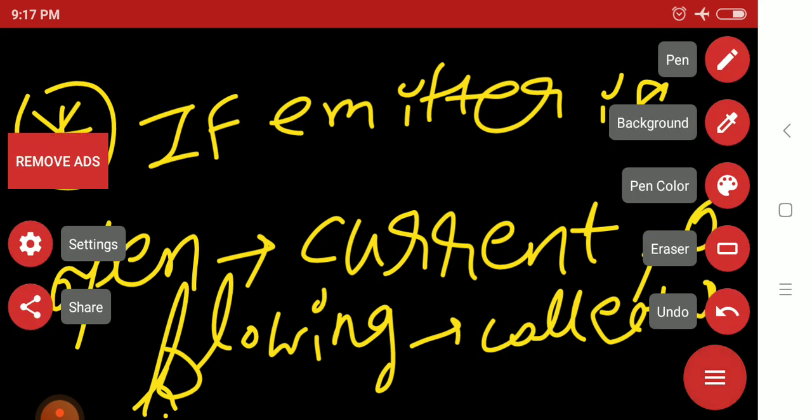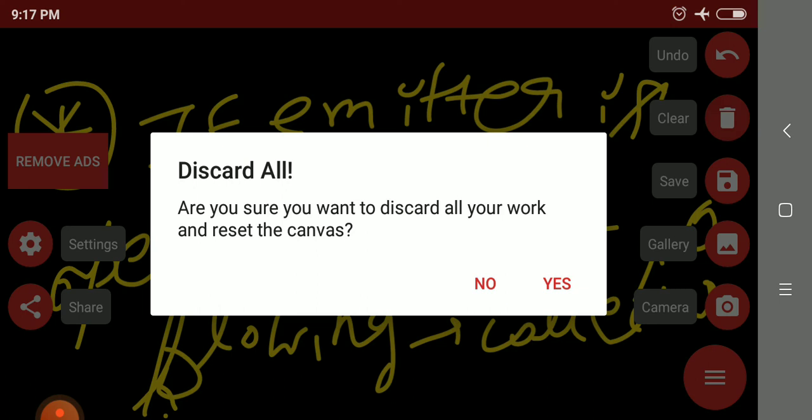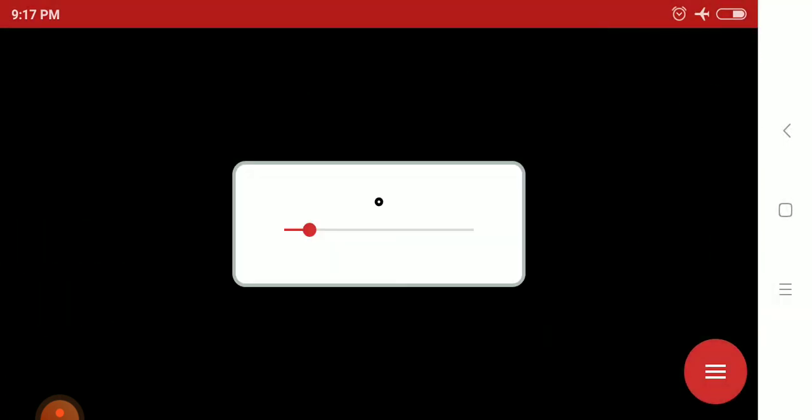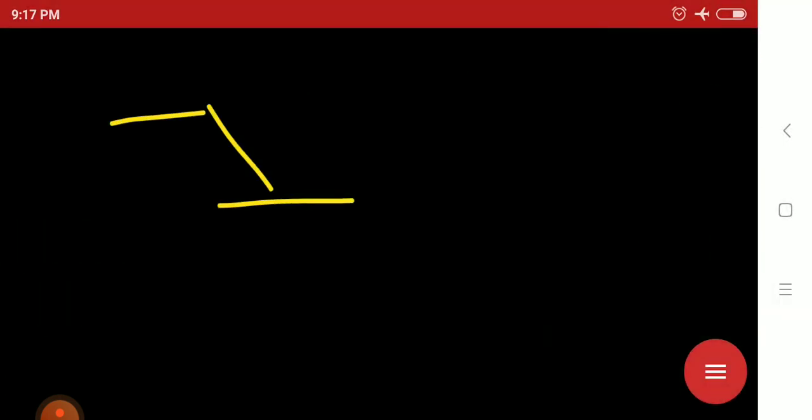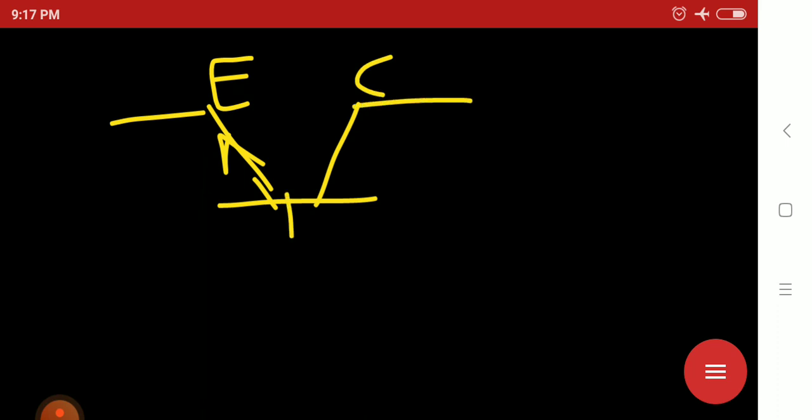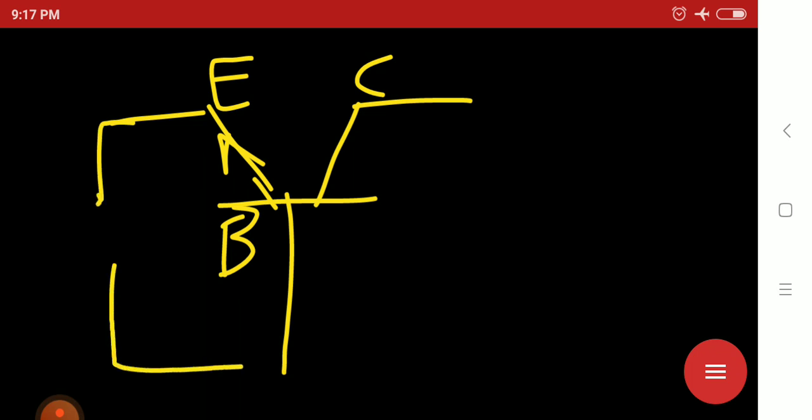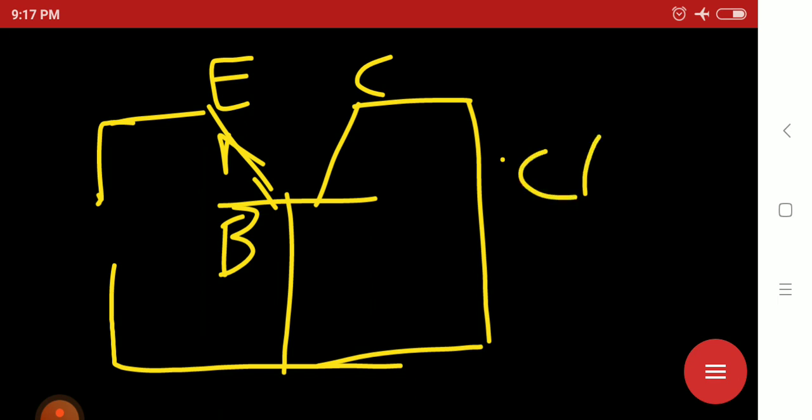We can show it through a circuit diagram also. Here it is emitter, here it is collector, and here it is base, and the emitter portion is open, so the current through the collector is 0. So that's a little about the CB configuration.